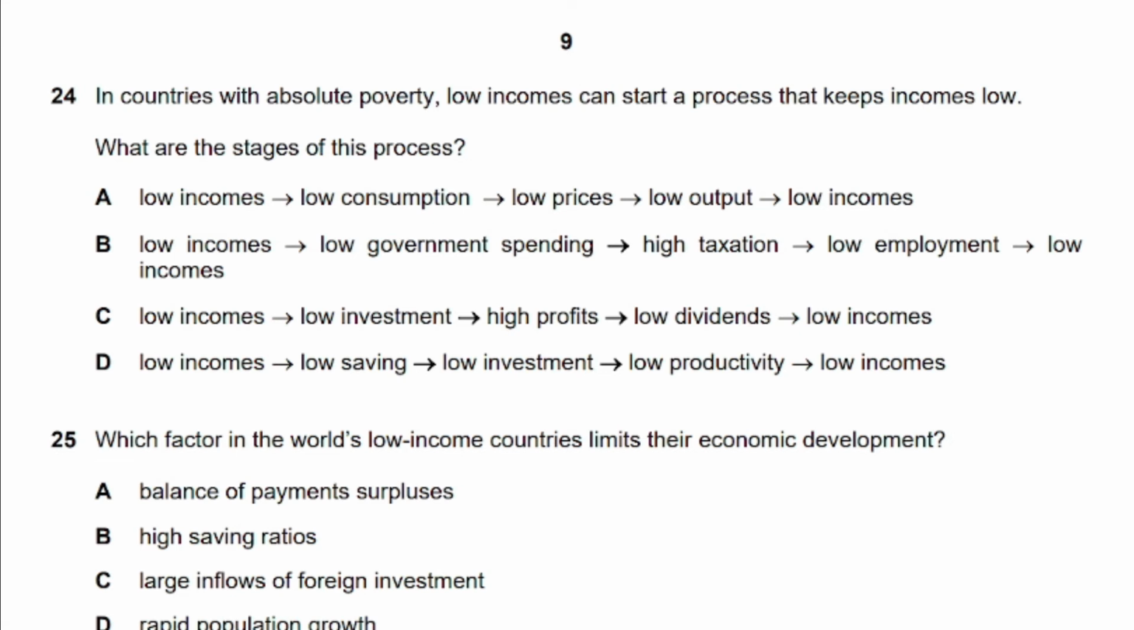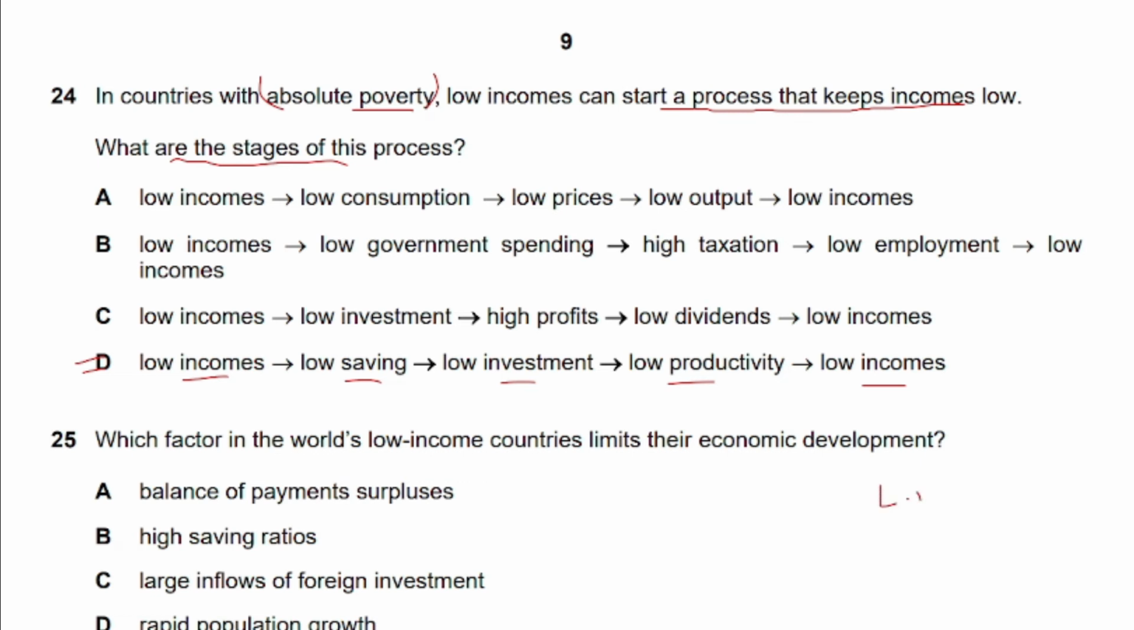Question 24: In countries with absolute poverty. Absolute poverty is when you have low income and you cannot satisfy your basic necessities of life. Low income can start a process that keeps low income low. So this is the definition of the vicious circle of poverty, and what are the stages of this process? So D is the correct answer: low income leading to low saving, low investment, low productivity, and again low income, and this is the vicious circle of poverty.